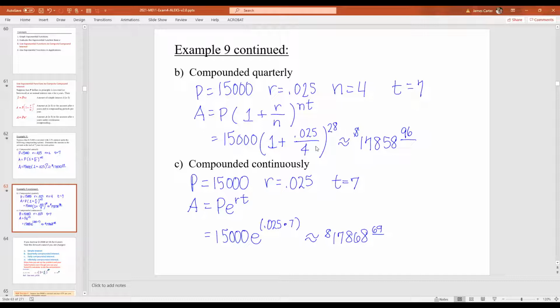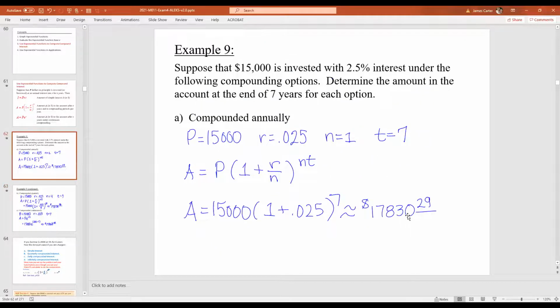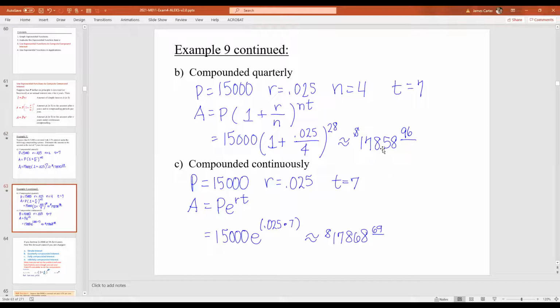Now, you can actually use the fraction key and put this in this way, the way it looks, if you want to on those calculators. Notice the difference in earnings by compounding 4 times a year compared to 1 time a year. 17,858 versus 17,830. So in other words, it got you an extra $28.96 by compounding quarterly.